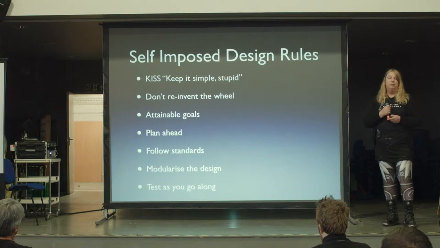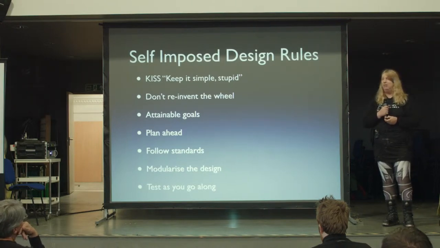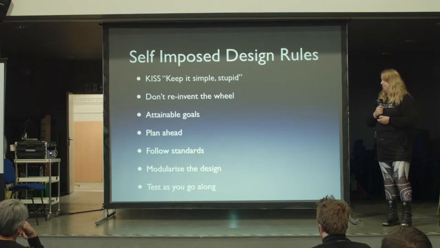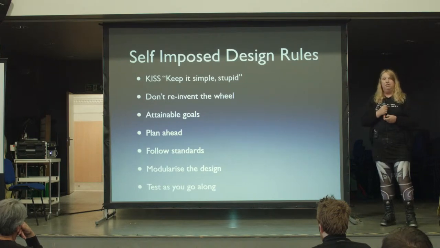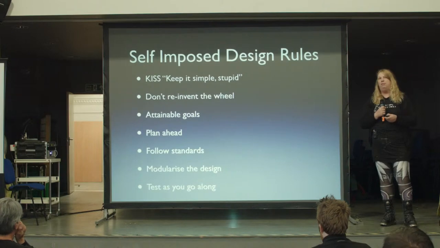Attainable goals. Don't try and do something that you know you can't succeed at. Plan ahead, which is where the Gantt chart may come in. Follow standards. It helps you when you need it, you can borrow other people's test software or test rigs or whatever.